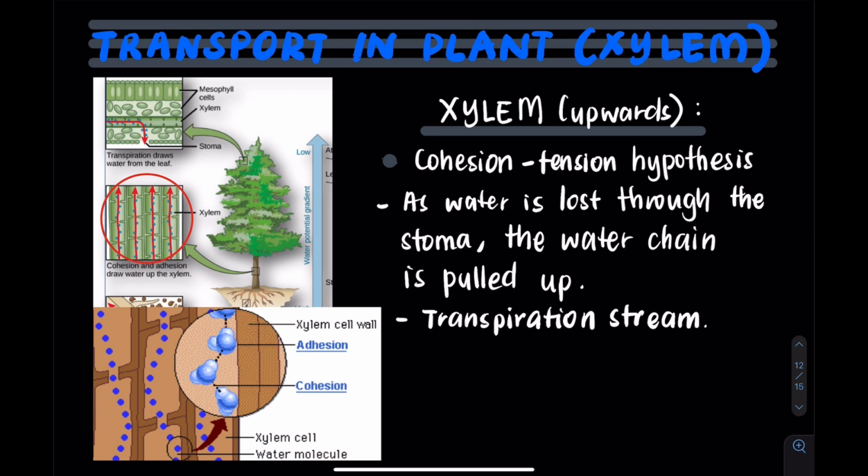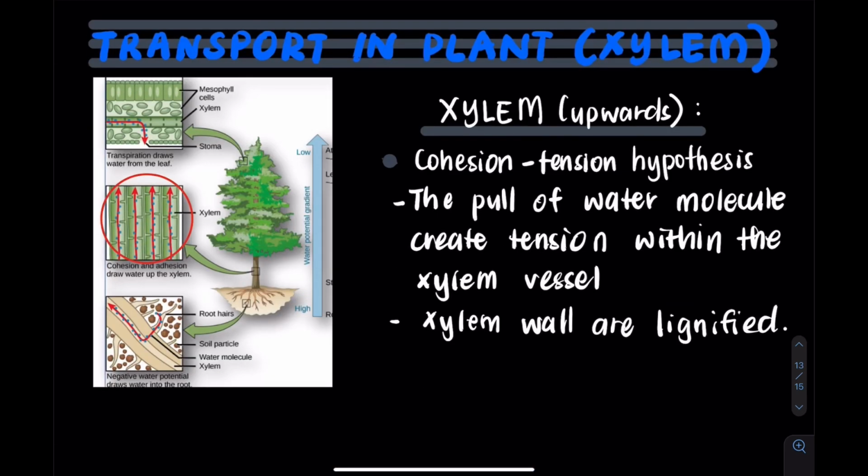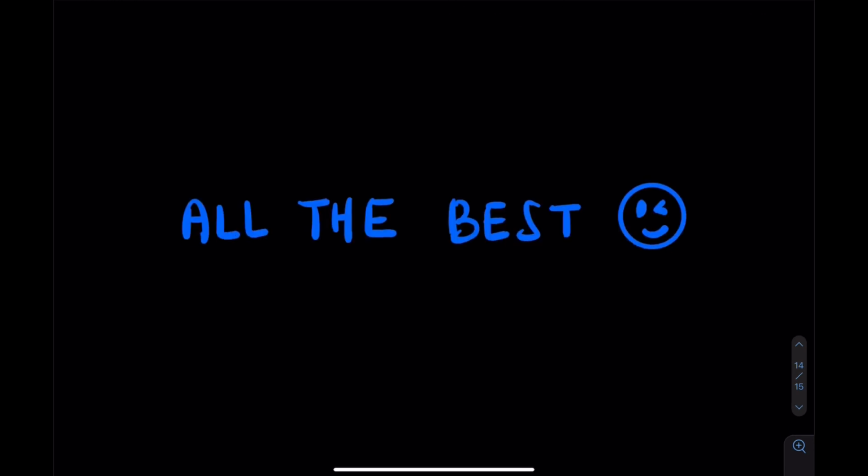The pull of water molecules by transpiration will create tension within the vessel. To withstand the tension, xylem wall contains lignin so that it is structurally strong. Okay, so that is transport in xylem.